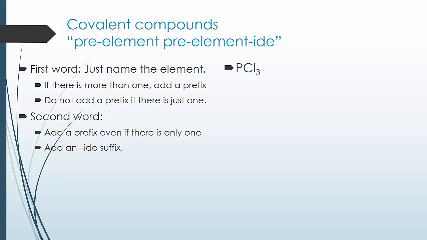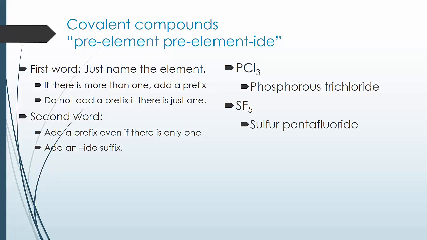For PCl3, we'll name the first element phosphorus, and then use the prefix tri and add an IDE to chloride. So it will be phosphorus trichloride. For the next one, we have sulfur and then 5 fluorides. So it's sulfur pentafluoride. The last one, we'll have carbon tetrafluoride. So that will be C with 4 fluorines.